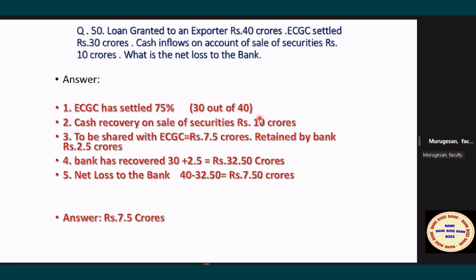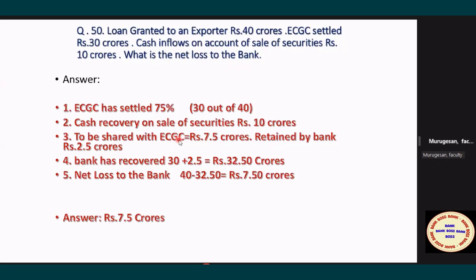In the ECGC recovery, our portion is only 2.5. The 7.5 crore you have to give back because they are settling 75% to the bank. The recovery is after settlement only. If they recover from the total 40 crore, then they have to pay back 40 crore.